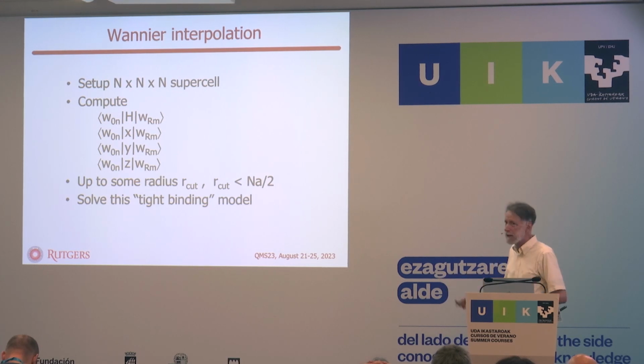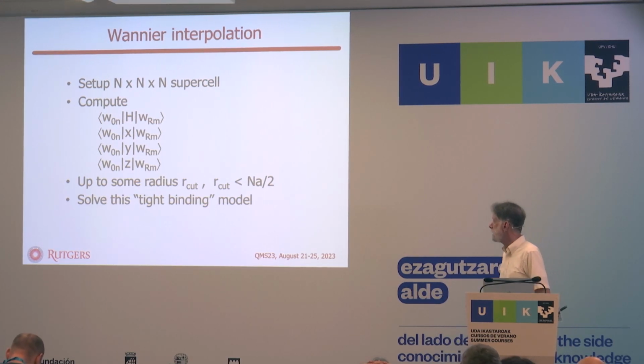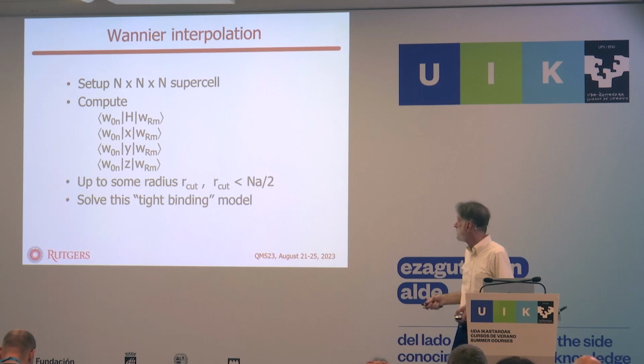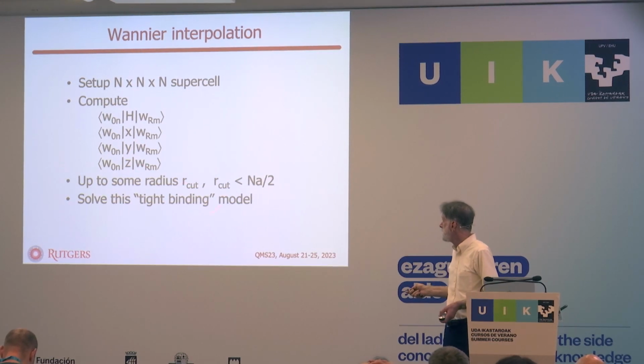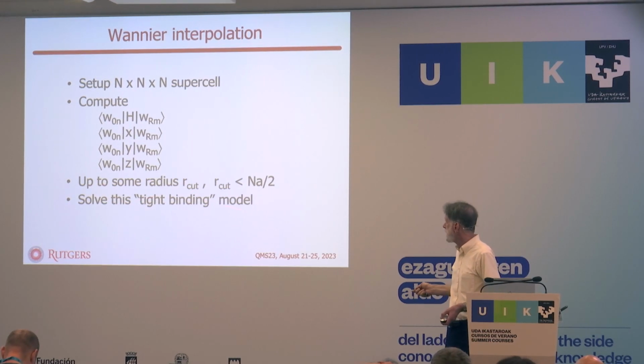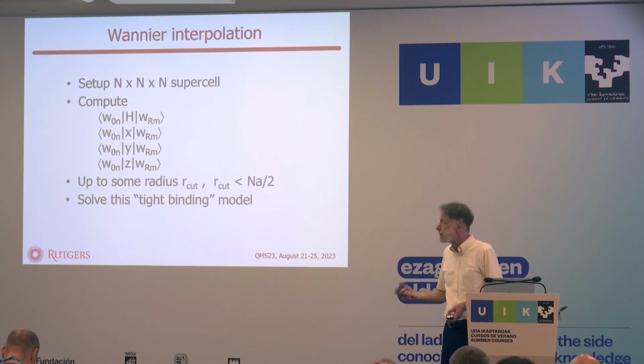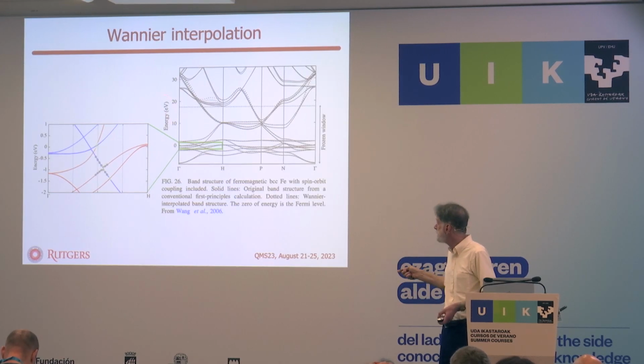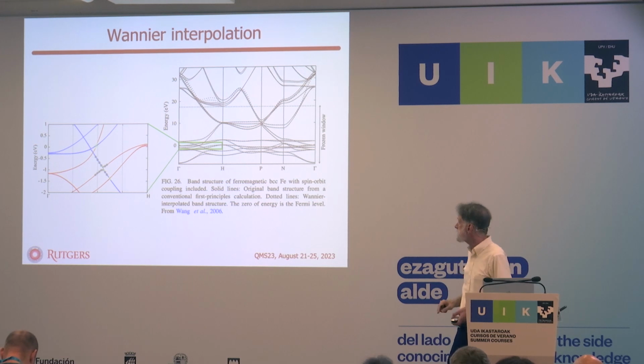You also save X, Y, and Z matrix elements if you eventually want to compute Berry connections and Berry curvatures. And this gives you a kind of a generalized tight binding model. And then from that tight binding model, you can go and compute properties, which I'll get to in just a second.